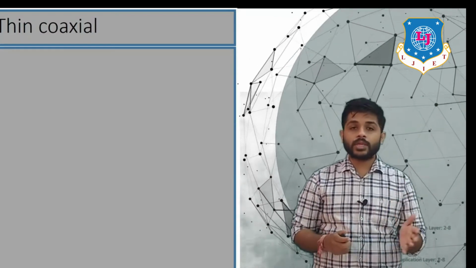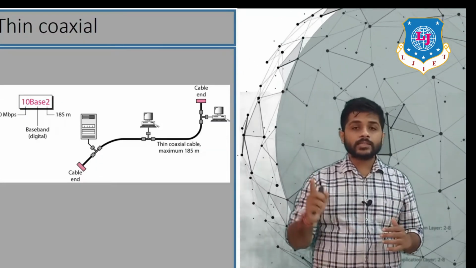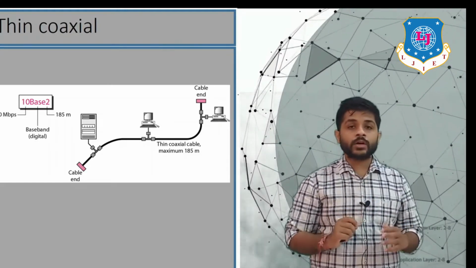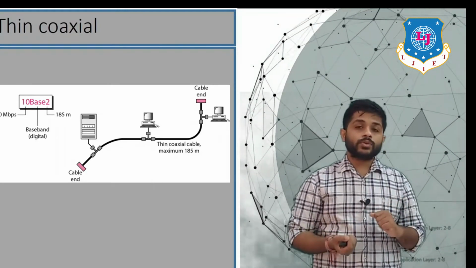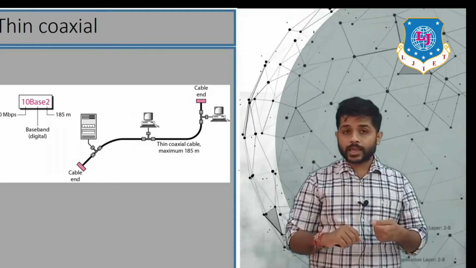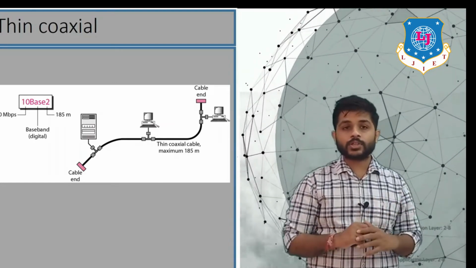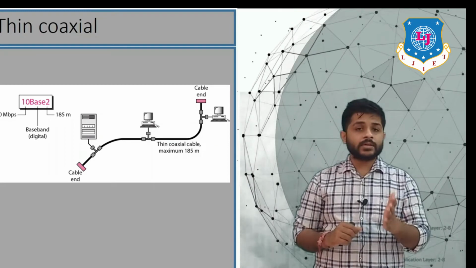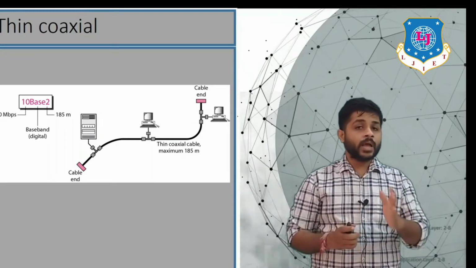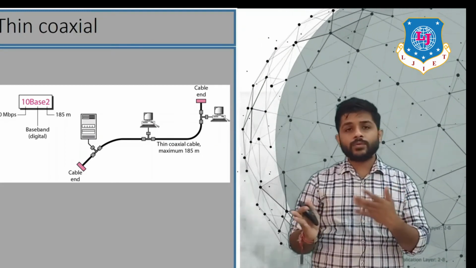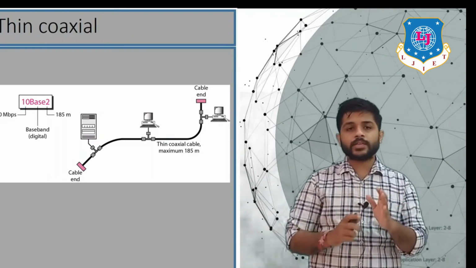In the thin coaxial cable, you can see that there is minor curvature. So you can bend the thin coaxial cable, but that is not possible in the thick coaxial cable. The difference is that the speed is 10 Mbps, which is the same, but the distance is around 200 meters, or to be specific, it is 185 meters.